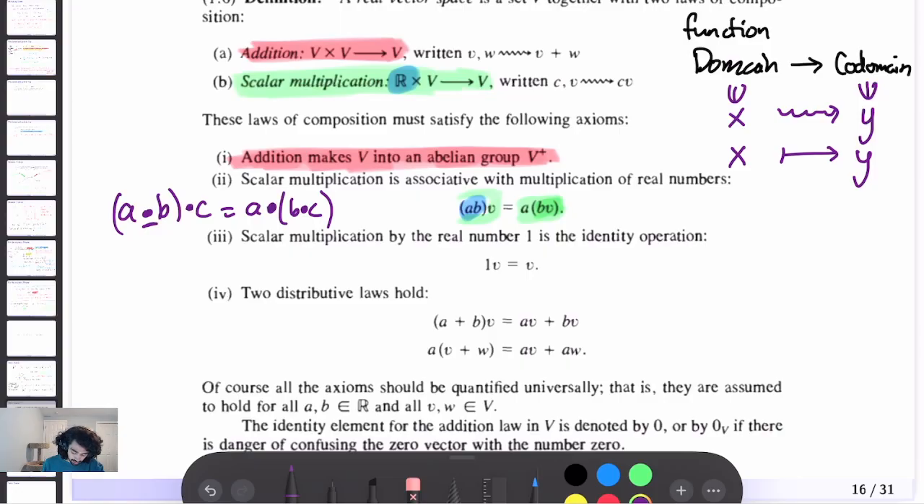And that distinction shows up again down in number 4, where we see here this is addition of scalars, excuse me, addition of real numbers, whereas this one in red is addition of vectors. And similarly, these are also both additions of vectors.